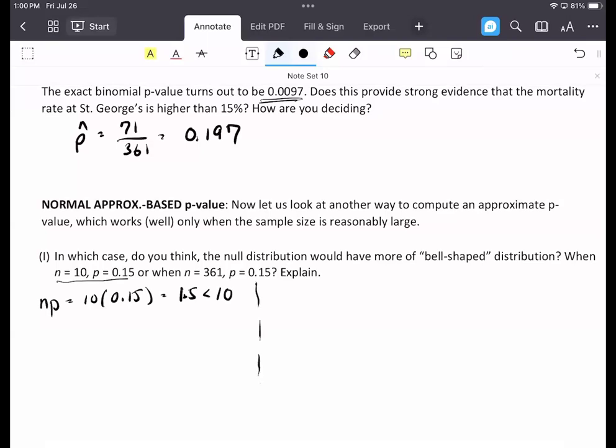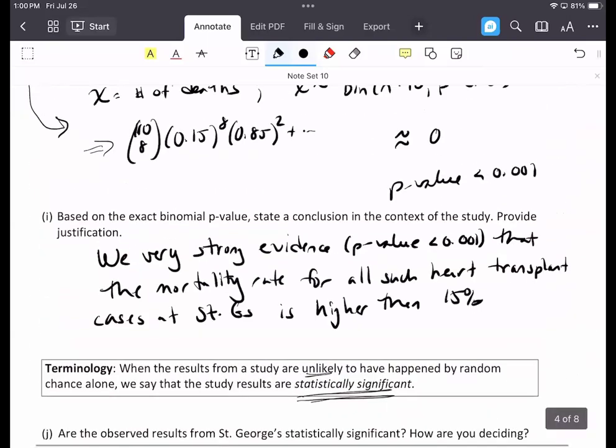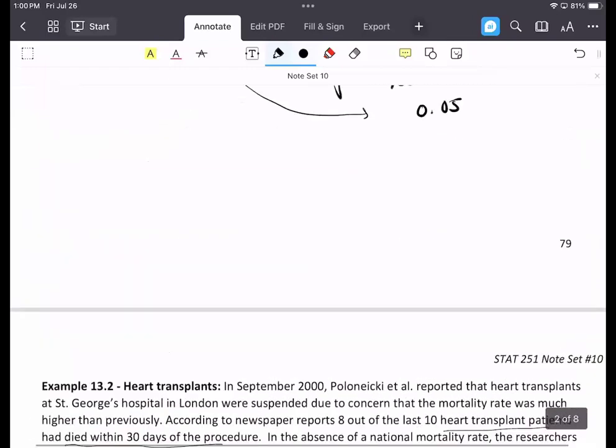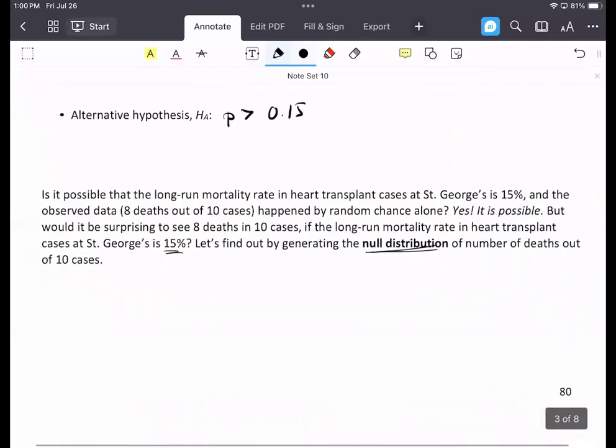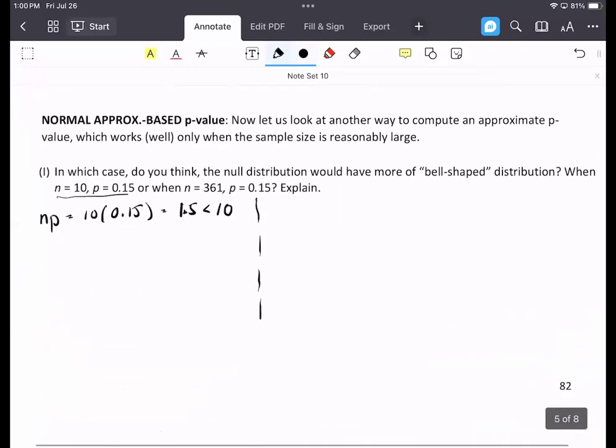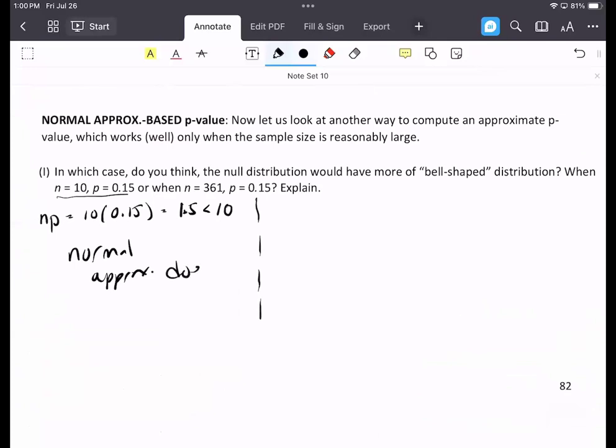So can I use, according to the central limit theorem, going back a ways here, remember, we need at least 10 successes and 10 failures. We don't have that. So we can't use the power of the central limit theorem, which allows us to use the normal approximation for the p-value. So the normal approximation does not apply, per the central limit theorem.